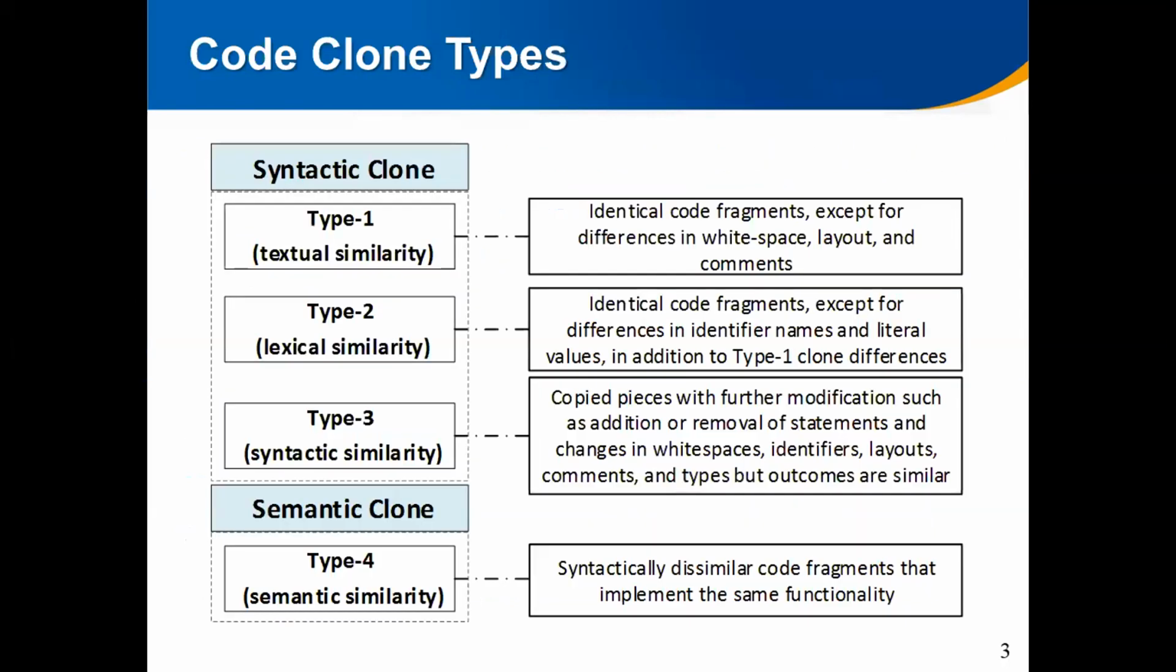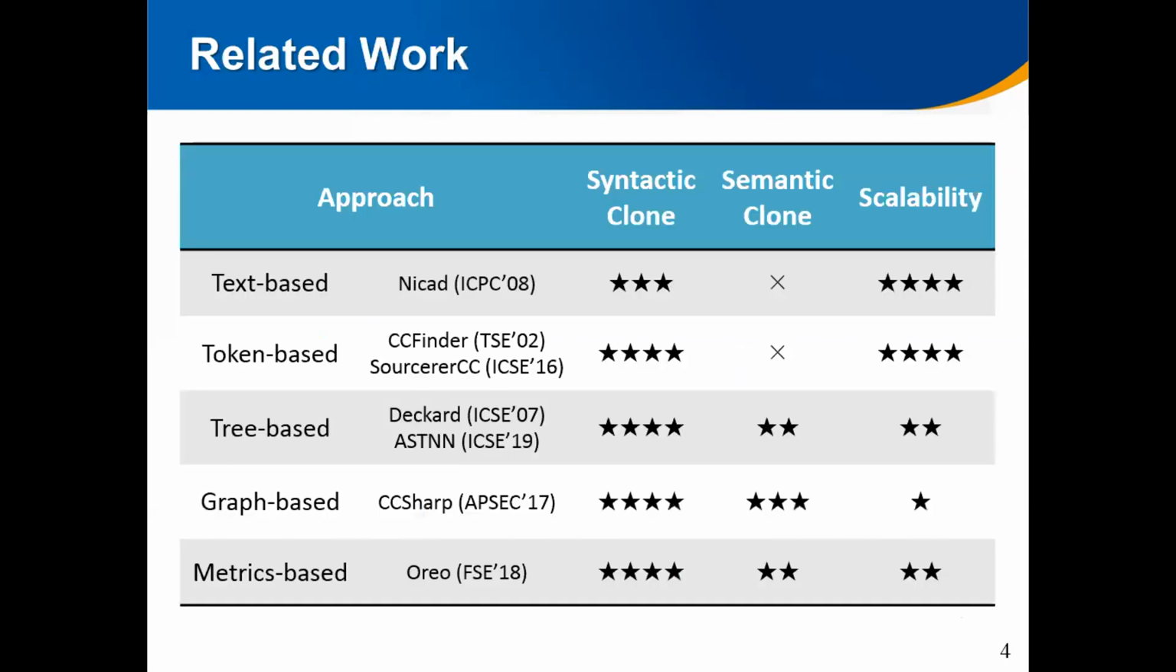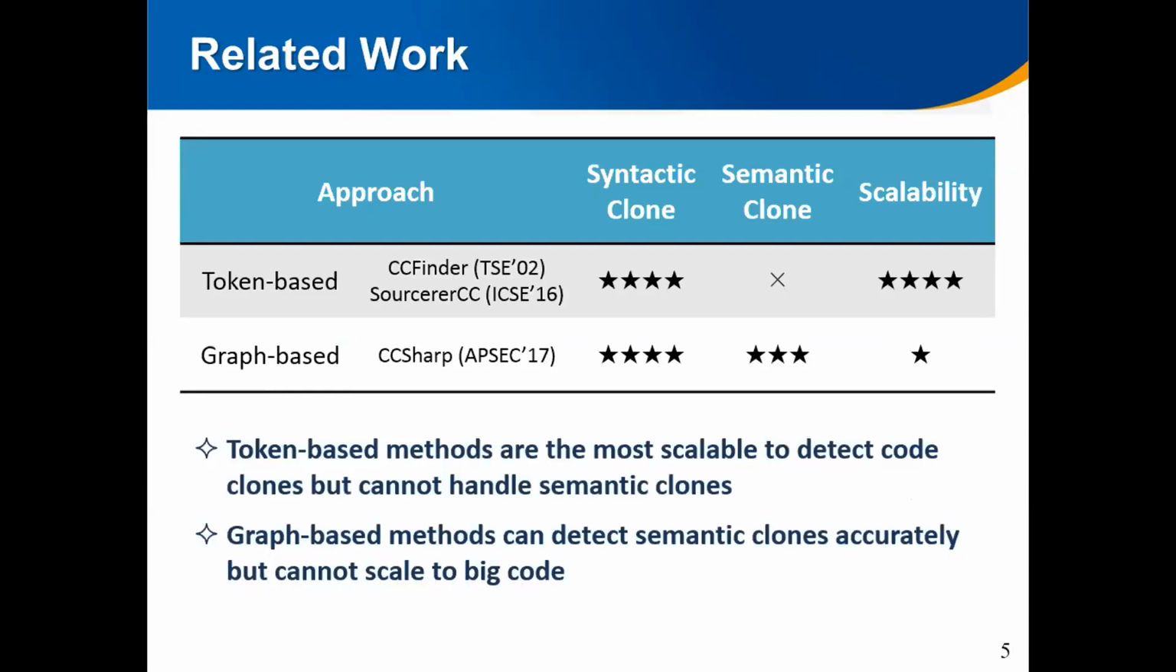Commonly, code clones are classified into 4 types based on syntactic or semantic differences. The first 3 types of clones are syntactic clones, while the last type characterizes semantic clones. In practice, studies related to code clone detection can be classified into 5 main categories: the text-based, the token-based, the tree-based, the graph-based, and the metric-based methods. Text-based and token-based methods cannot detect semantic clones, while tree-based, graph-based, and metric-based techniques have the ability to handle semantic clones. In general, token-based methods are the most scalable for code clone detection. However, because of the lack of extraction of program semantics, they cannot handle type 4 clones.